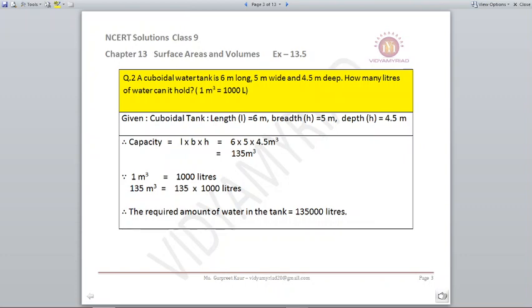We have to convert this meter cube into liters, and we are told that 1 meter cube is equal to 1000 liters. So 135 meter cube will be multiplied with 1000. So the required amount of water in the tank is 1,35,000 liters.